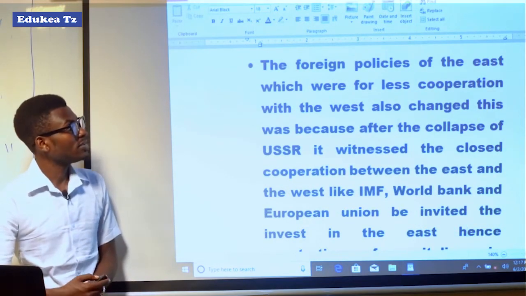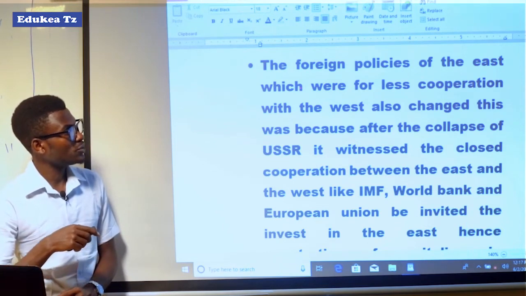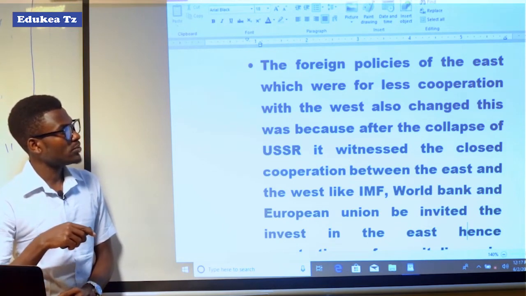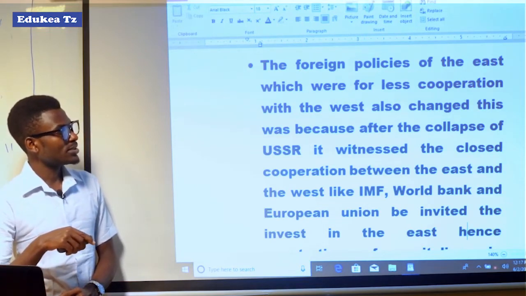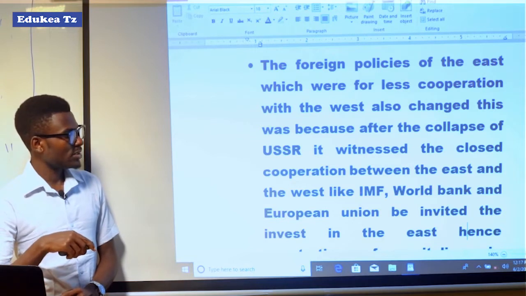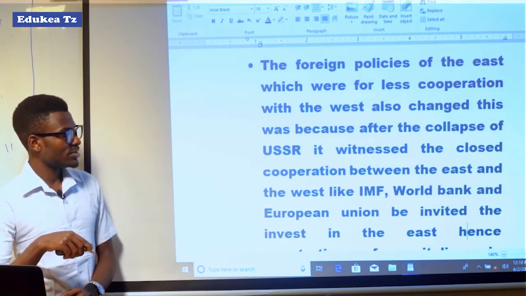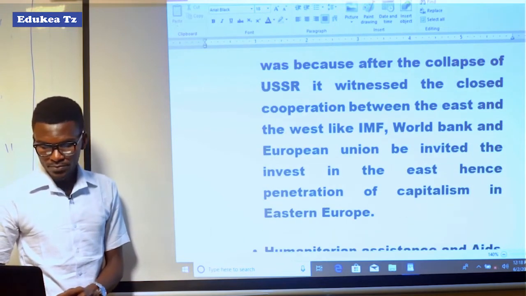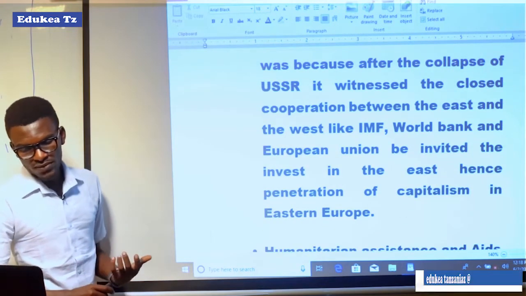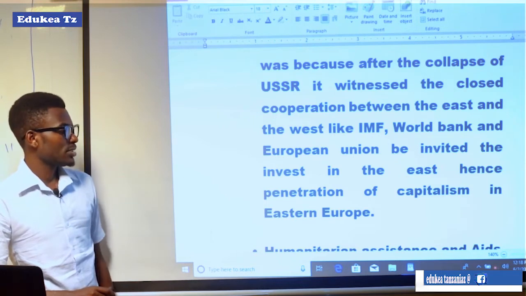Also, another effect of the collapse of USSR was that the foreign policies of the East, which were forced into cooperation with the West, also changed. This was because after the collapse of USSR, there was close cooperation between the East and the West, and IMF, the World Bank, and the European Union were invited. They invested in the East, hence the penetration of capitalism in Eastern Europe.